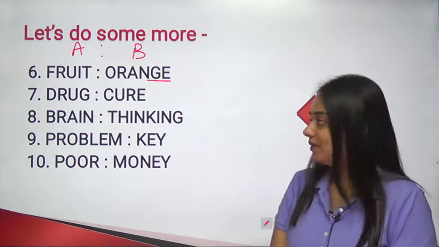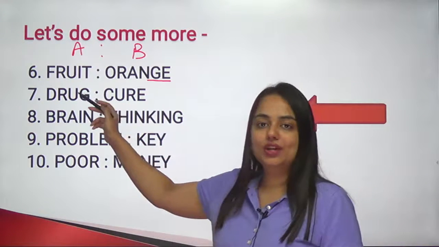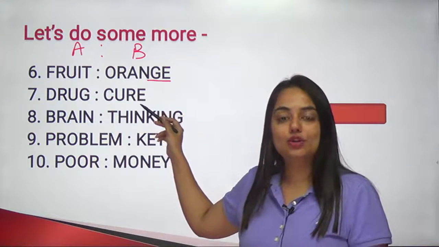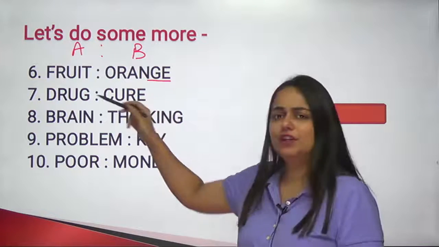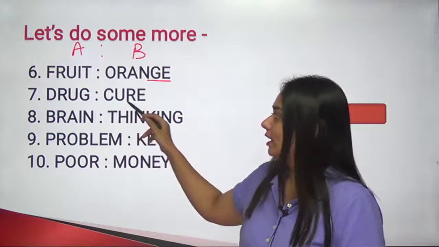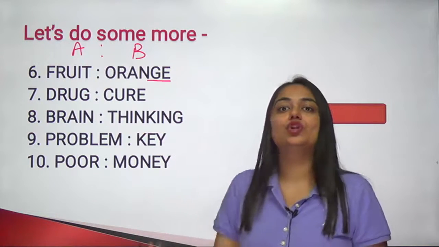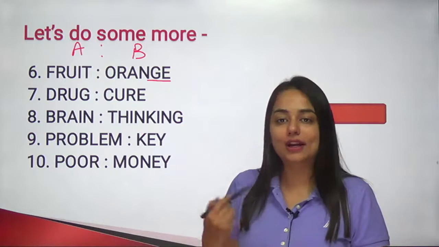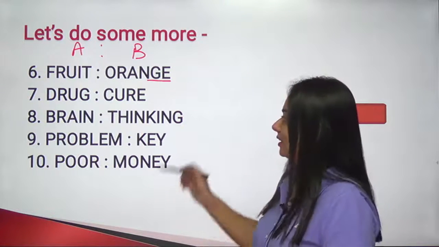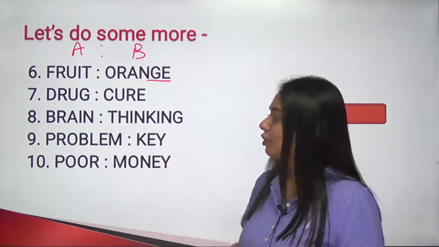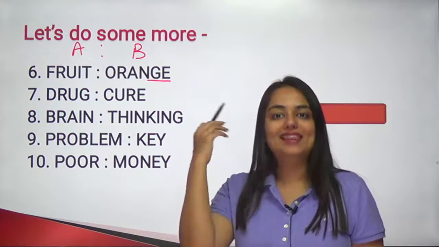So you can say, for B, we use A. To cure a disease, or to cure ourselves of some disease, we use a drug. Or you can say A helps in B. A helps to cure a person of a disease or ailment, right? This is another relationship.